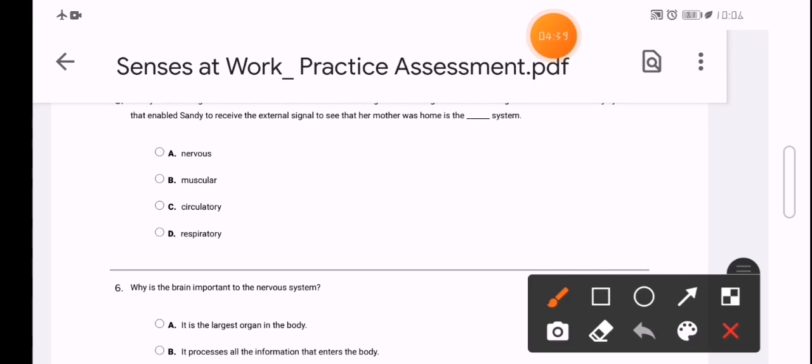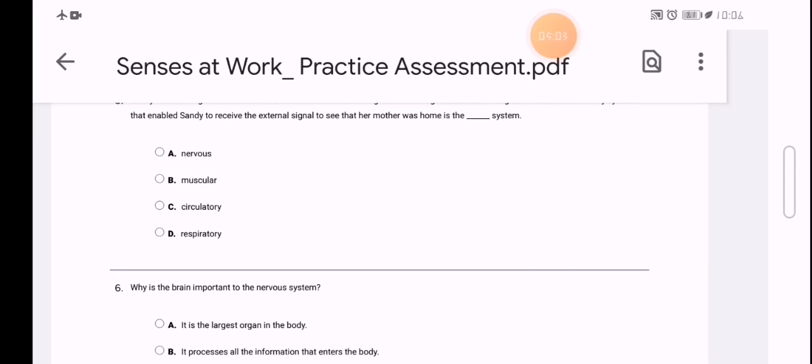Number 5. Sandy was walking toward her home. She saw her mother waving to her and began to run home to greet her. The human body system that enables Sandy to receive the external signal to see that her mother was home is, for sure, the nervous system. Muscular, no. Circulatory, no. Respiratory, also no.